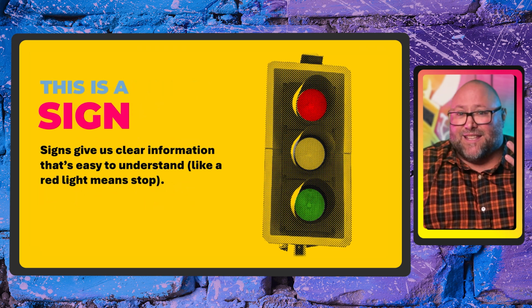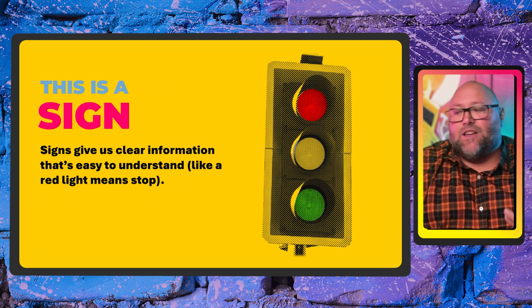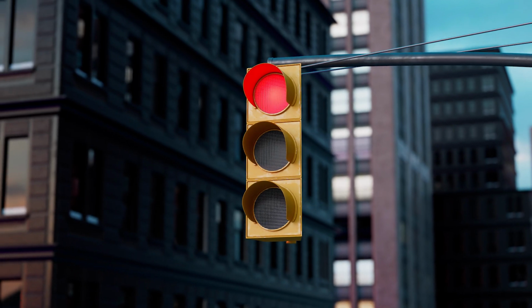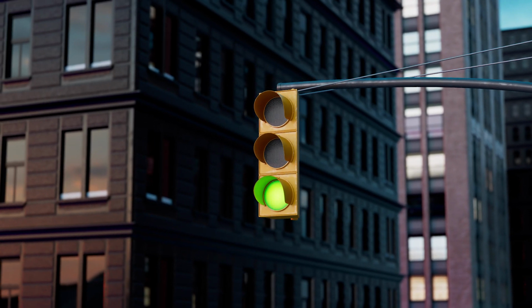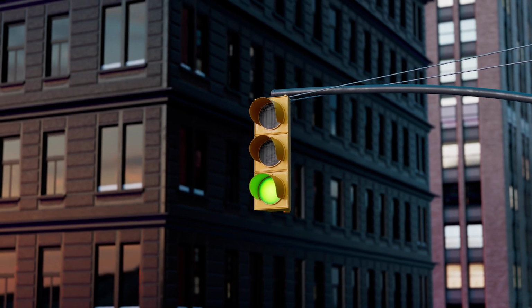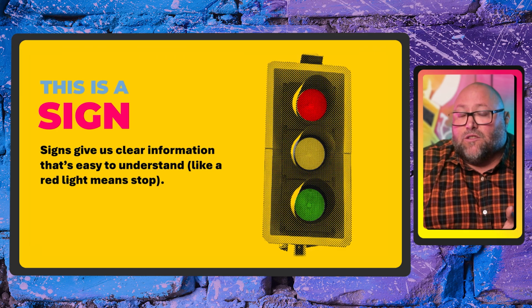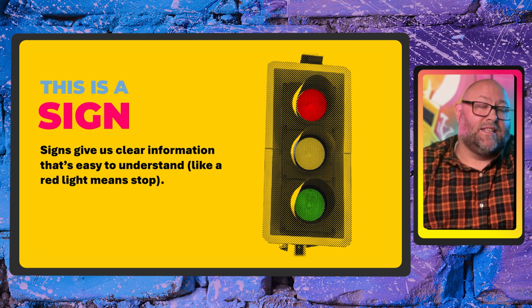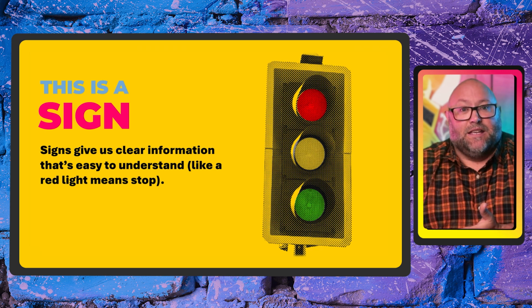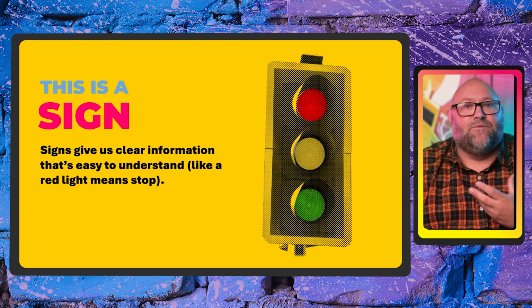The traffic light is a sign. It gives us that information. We understand that red means stop, red and amber means get ready, and green means go. We associate those colours with that. Those colours could be anything. They could have been any colour. We as a society agree what these mean. We've kind of developed that language, that visual language.